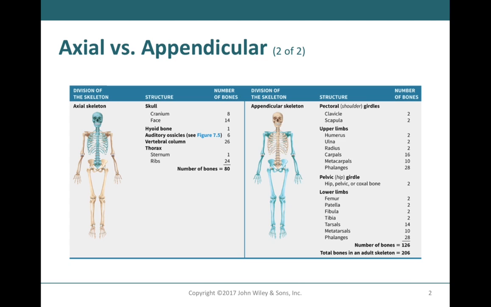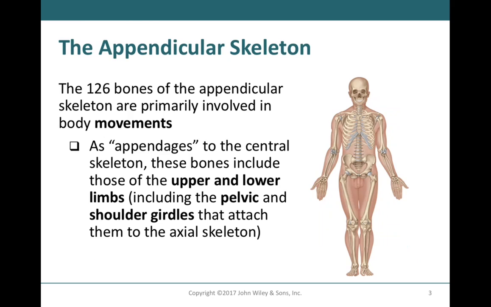If we add that to how many bones we have in the axial skeleton, which is 80, that's going to give us a total of 206 bones that we can find in the human body.